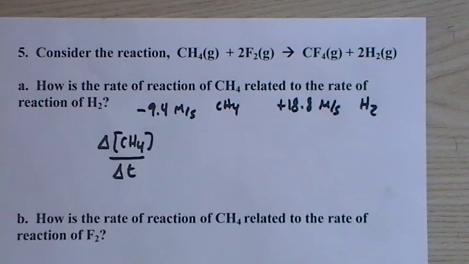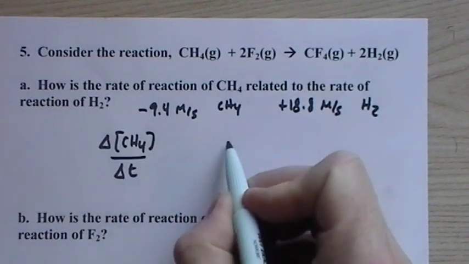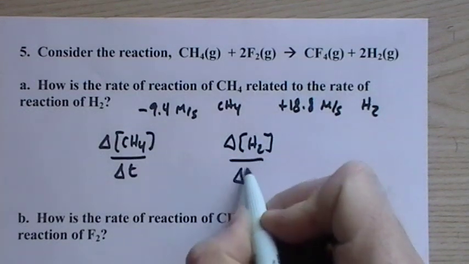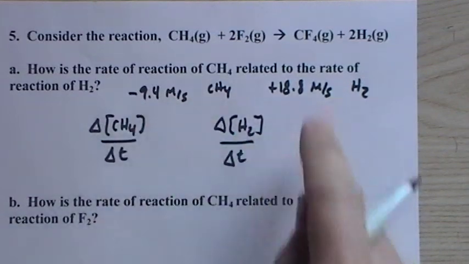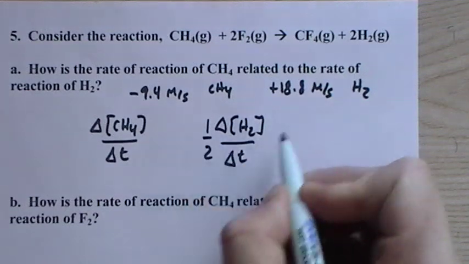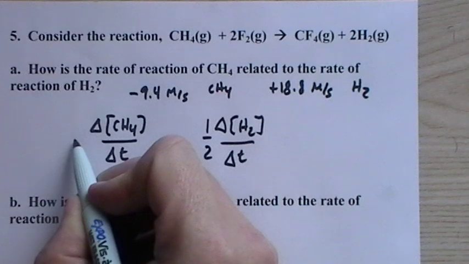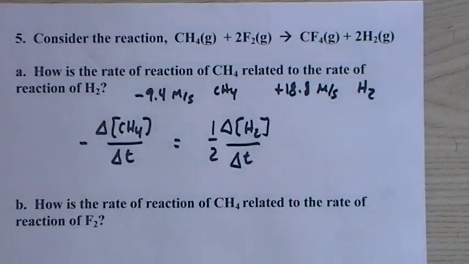So we can see that since it's a reactant, what we want to do is set these two rates equal to each other. That's what the problem is all about. We can see from the numbers that they're not equal. But if we take 1/2 of this side, then we have 9.4. If we make this negative, now they're equal to each other. You might say that seems out of the blue, but it's something that we do each time.